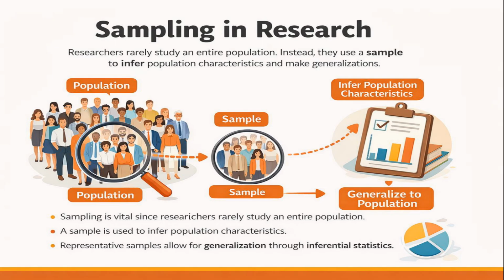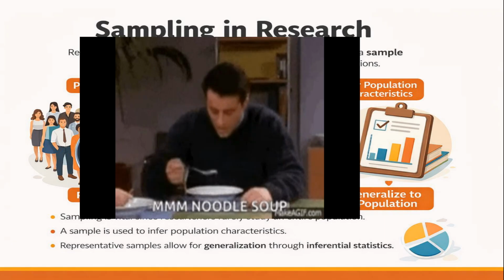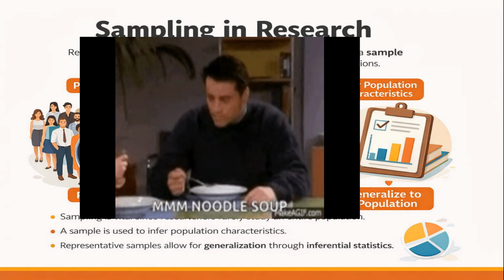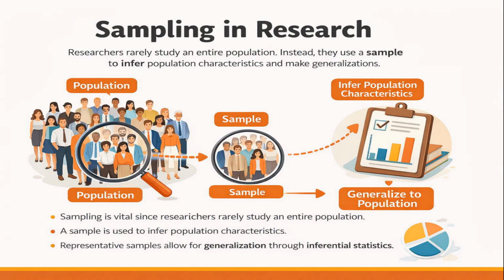Let's start with a very important question. In research, do we usually study everyone? The answer is no. In real research, it is almost impossible to study the entire population. That is why sampling exists. Sampling means we study a small group of people and then use the results to understand the larger group. Think of tasting soup. You don't drink the whole pot, you taste one spoon. That spoon is your sample. The whole pot is the population. If the spoon is mixed well, you can judge the whole soup. That is exactly how sampling works in research.